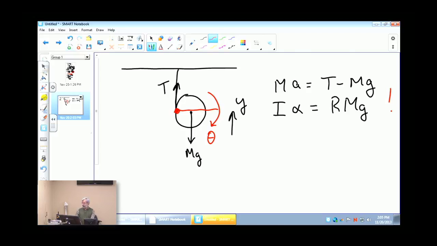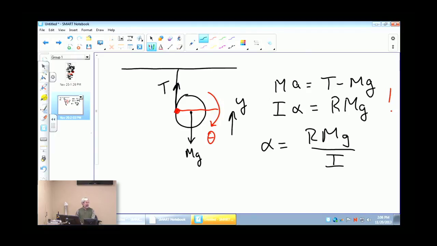We can go ahead and solve for alpha. Alpha equals RMG over I. Now we can still try to find a relationship, we can still try to find A and the tension, but we've already found alpha without determining the other two. But now the question here is, how is this different than what we found before?